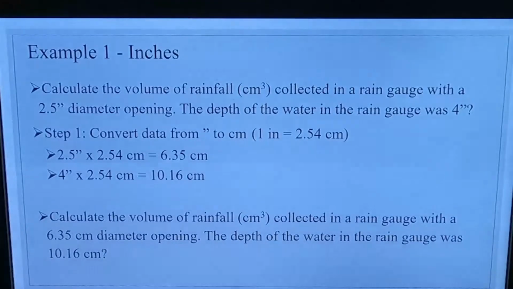So remember that we have a cylinder, and the radius is half of the diameter. And so you calculate the amount of rainfall, the volume, in our rain gauge. Pi r squared.